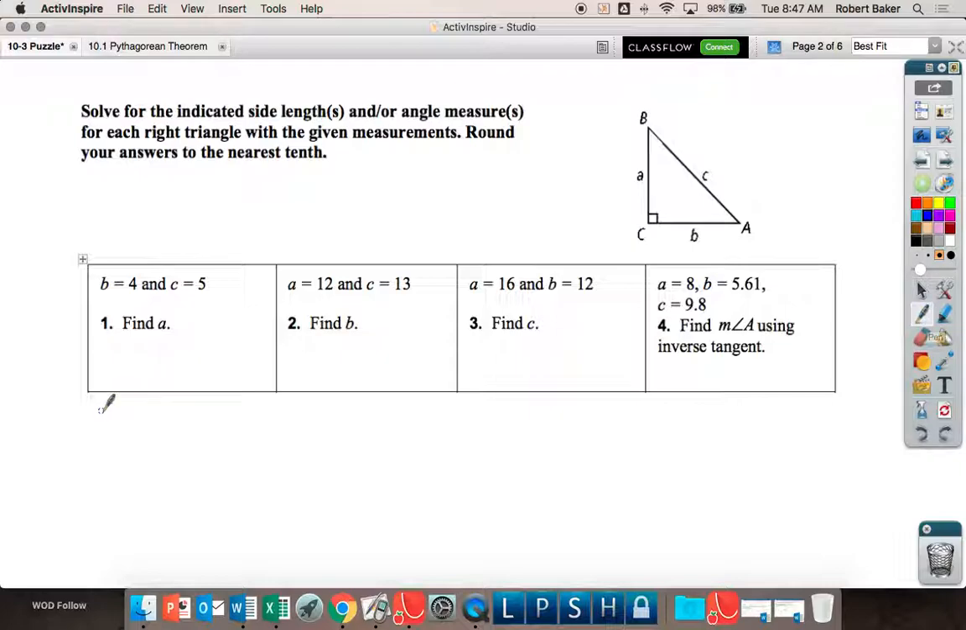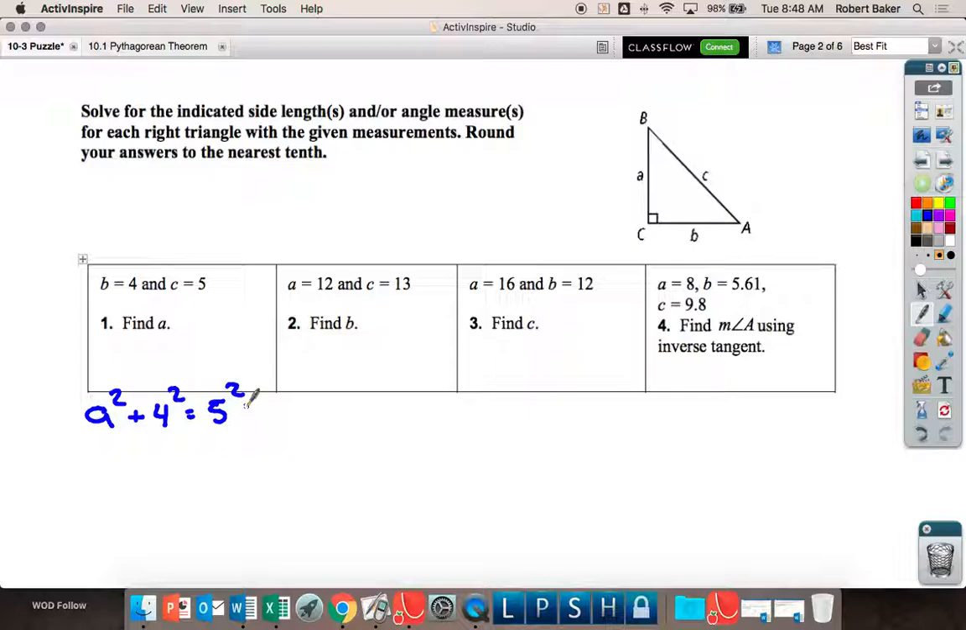So if I have little a and little b, if I have little b and little c, it's going to be a squared plus b squared equals c squared. And I'm just trying to find out what a is by using Pythagorean Theorem. You're going to use Pythagorean Theorem a lot today. Do it in your calculator because it says round your answers to the nearest tenth. So how do you guys do this? Do you do it step by step by step, or do you do it all at once?